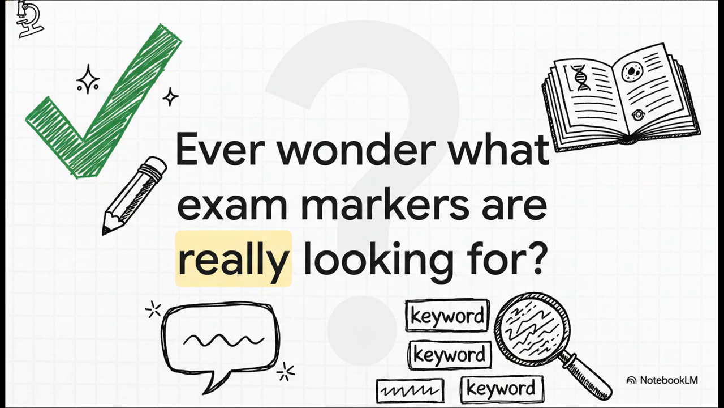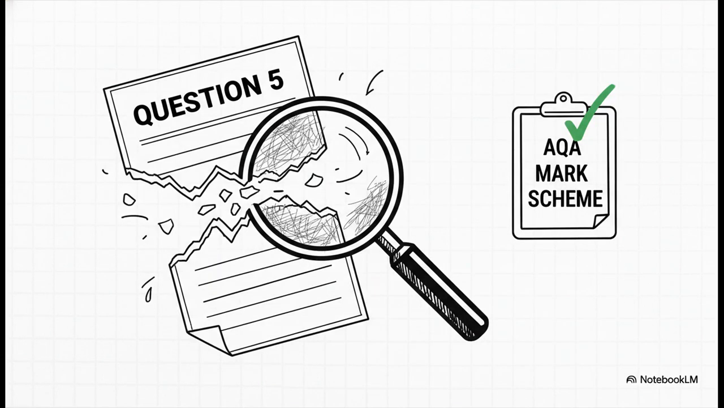You can spend weeks, months, revising all the content, but when you're sat in that exam hall, what specific words or phrases are going to make the marker go, yep, that's a point? Well, today, we're going to find out. So, here's the plan. We're taking question 5 from a real AQA higher tier paper, and we're going to use the official mark scheme to deconstruct every single part. Think of it as your inside look at how to turn what you know into what gets you marks.